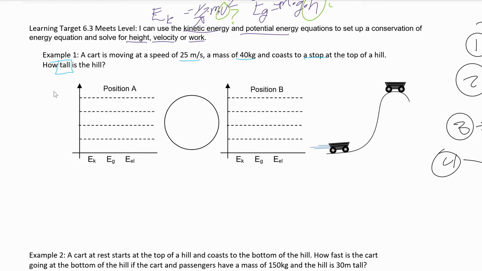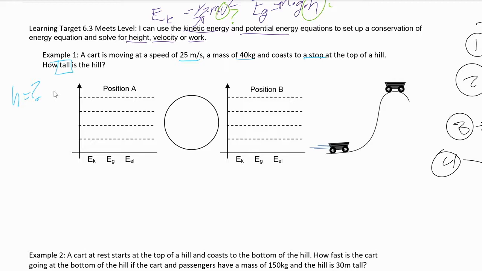And once you've got that in your notebook, you want to underline the important things and then box in what we're going to try to solve the problem for. How tall is the hill? We're going to solve for h in this problem. But in order to do that, we want to be able to set up the problem. And so what we're going to do here is start with our LOL diagram, and then from there, the equation will come very easily.